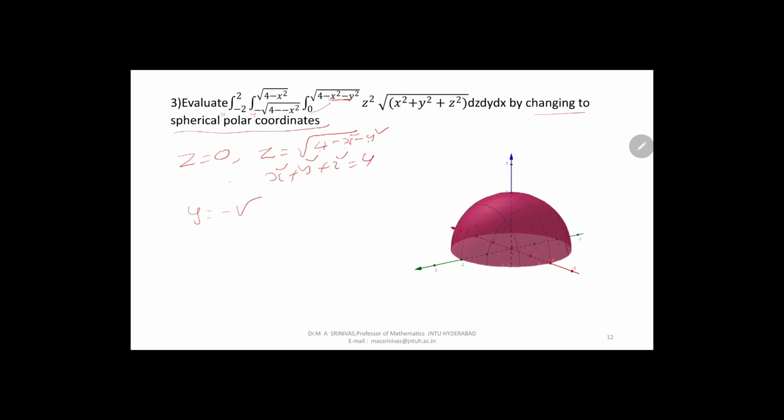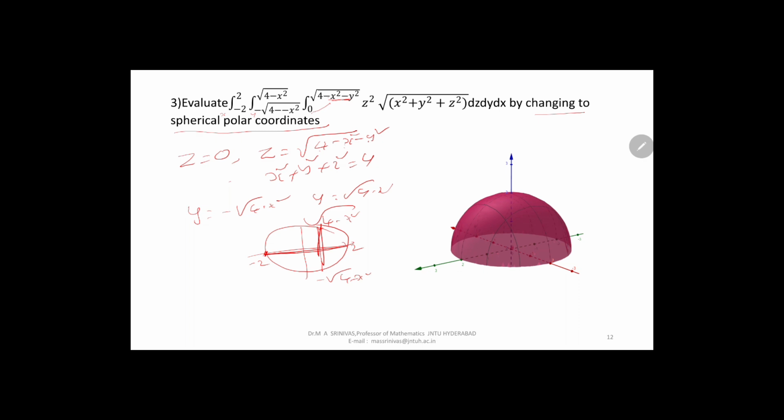Y is varying from minus root 4 minus x square to plus root 4 minus x square. That means x square plus y square is equal to 4. These are the limits for y. And x square plus y square is equal to 4 means this is a circle of radius 2. X is varying from minus 2 to 2. Therefore, y and x are varying on this projected region, which is a circle.